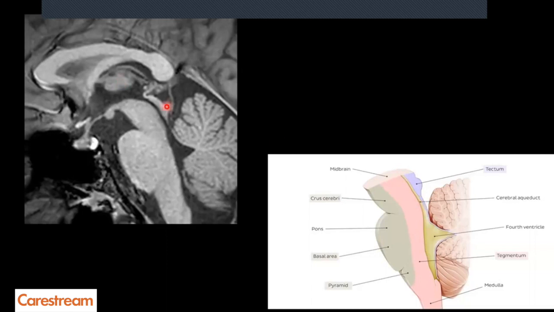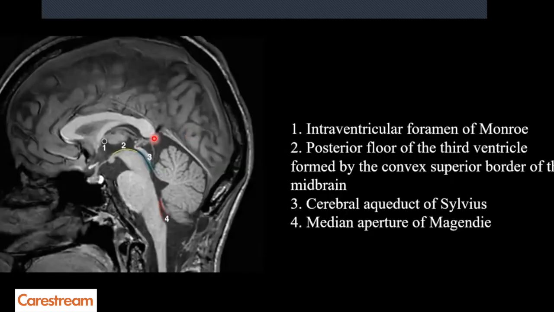So any pathology which is going to be present in this area will compress this aqueduct and create hydrocephalus in the upstream CSF channels. This we already saw. Number one here is the interventricular foramen of Monro. So you see your colloid cyst somewhere here. The number two marked here is the posterior floor of the third ventricle. Three we already know is the aqueduct, and number four is the median aperture of Magendie.